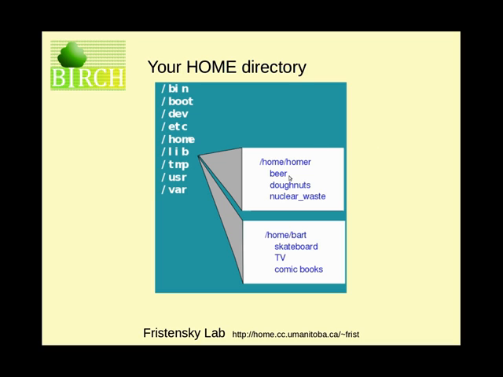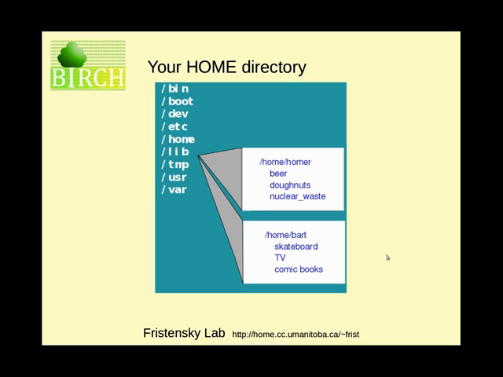But then you can create subdirectories or folders. In this case, Homer has a directory called beer, another one called donuts, and another one called nuclear waste. That's how he organizes things. And then Bart has a directory called skateboard, another one called TV, and comic books. Each of those folders contains things that are related to, let's say, skateboarding or TV or comic books in the case of Bart. Or at least that's what he wants Homer to think. He doesn't tell Homer what's really in them.